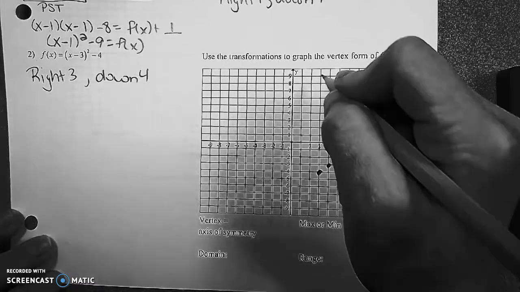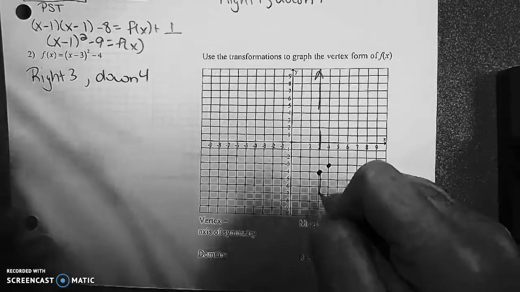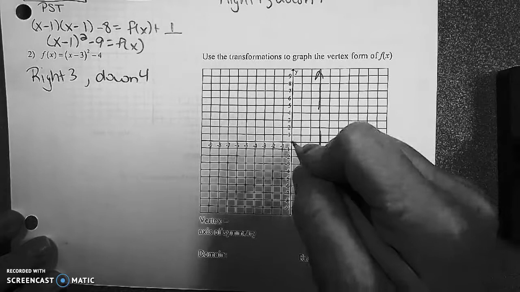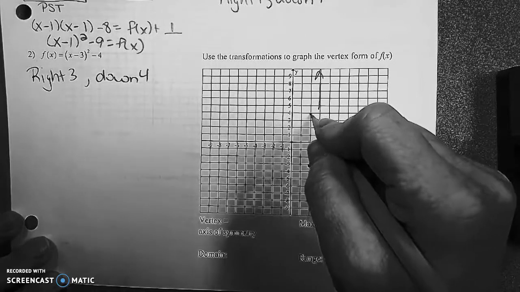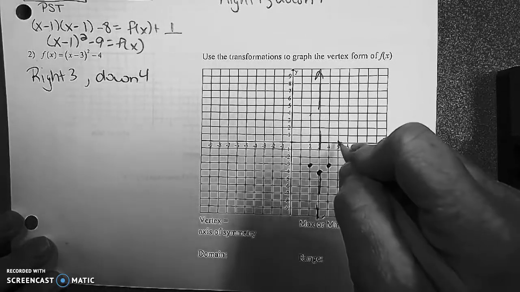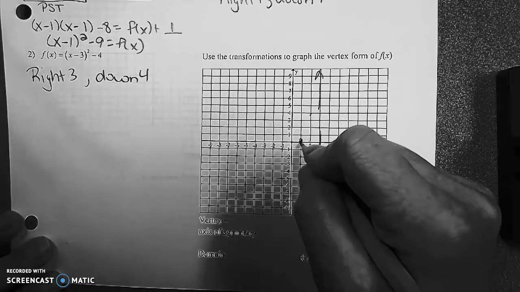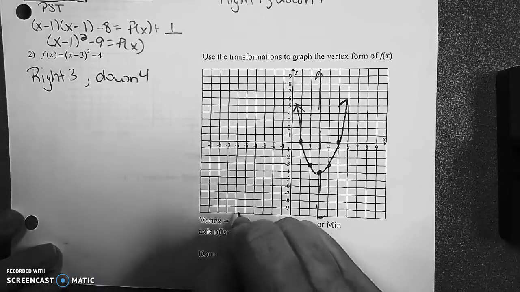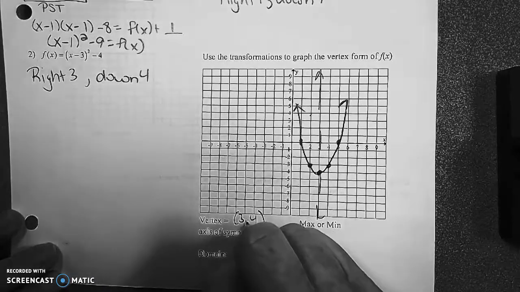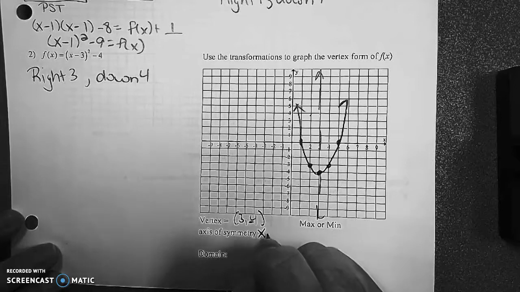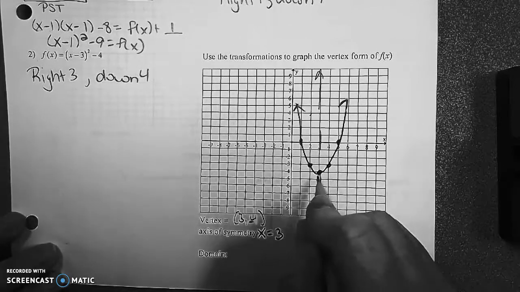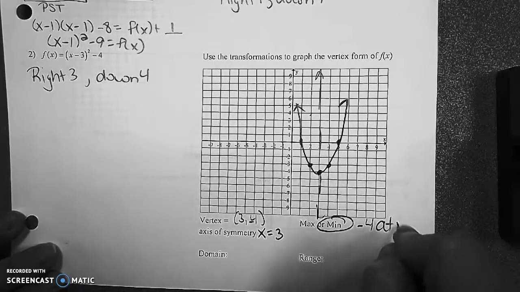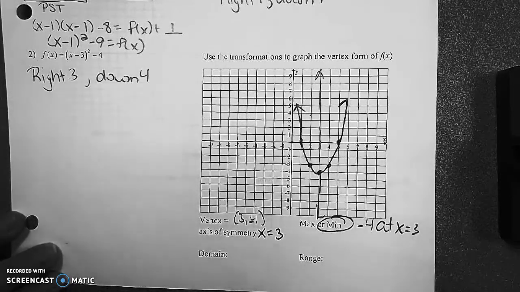Now I do know this graph is symmetric, so I'm going to draw my axis of symmetry in. I automatically know the corresponding point. To just help us get that parabolic shape, let's take (2, 4). Right 3, down 4. All right, so our vertex is at (3, -4). Our axis of symmetry is at x equals 3. This is a minimum y value, and our minimum is -4 at x equals 3.